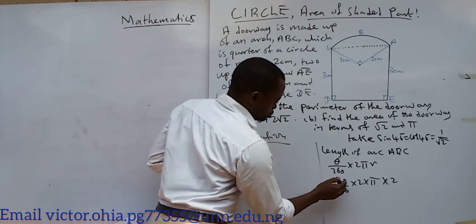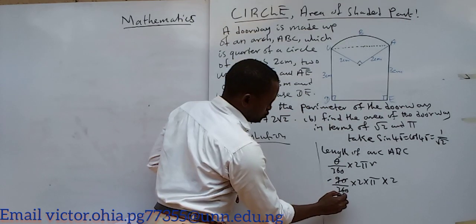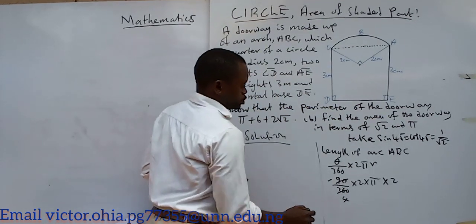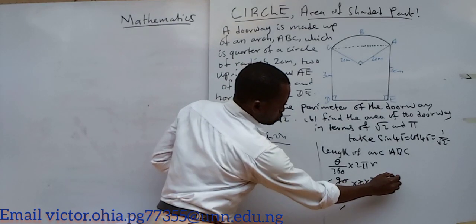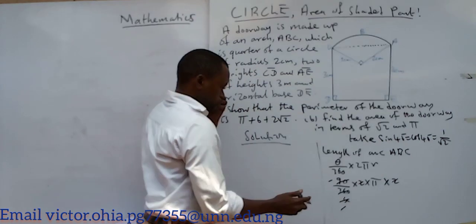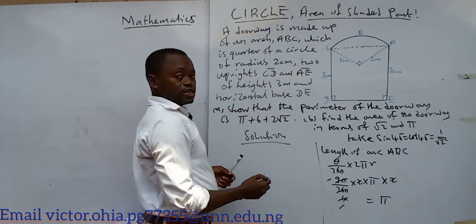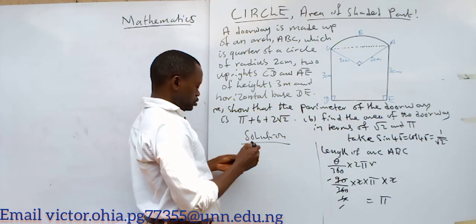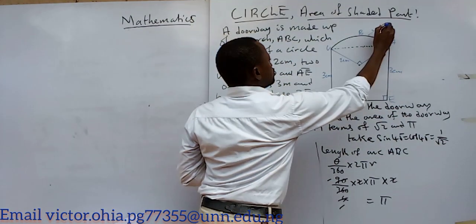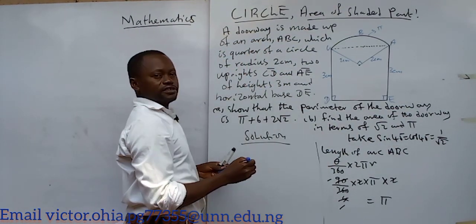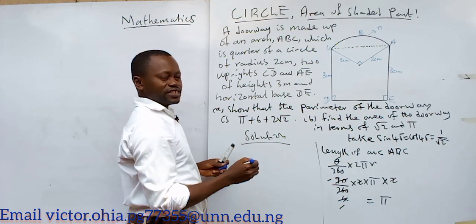Okay, so 90 will cancel with 360, leaving 4. Yeah, you see that this 4 will cancel with this 4. You can see 2 and 2 here. So what is left is pi. That's the length of the arc. Okay, so the length of that arc is pi. The length of that arc is pi. Okay, so you can see that.